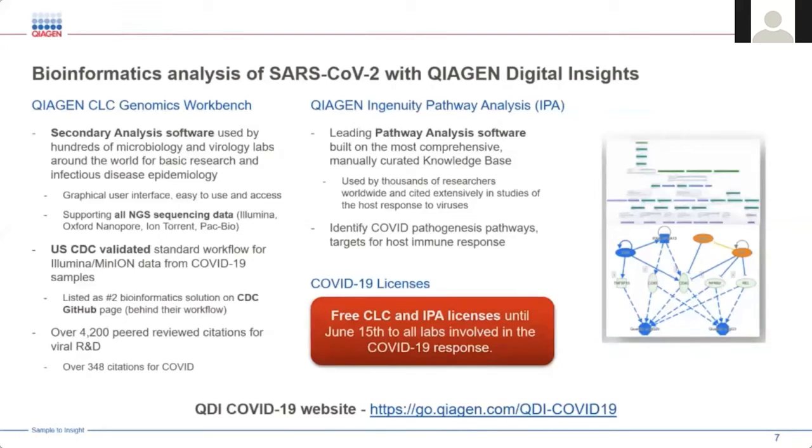Now, QIAGEN has also, for the community, gone forward and actually opened up and provided free CLC and IPA licenses until June 15th to all labs involved in the COVID-19 response. And to get access to this, all you have to do is simply go to this URL and click on this and sign up, and you'll be provided access to whichever tools you are looking for.